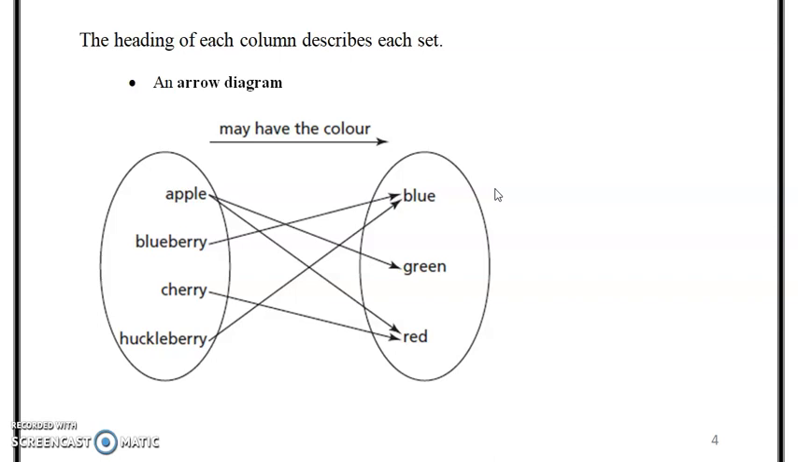The apple was green and red, my apologies. So we have the arrows going toward the green and the red. Blueberry was just, there was only one blueberry and it was blue. There was only one cherry and that was also red. So two arrows going to red, and the huckleberry was also blue. So that's just a way of expressing the information, the two sets together, using what's called an arrow diagram. Okay.